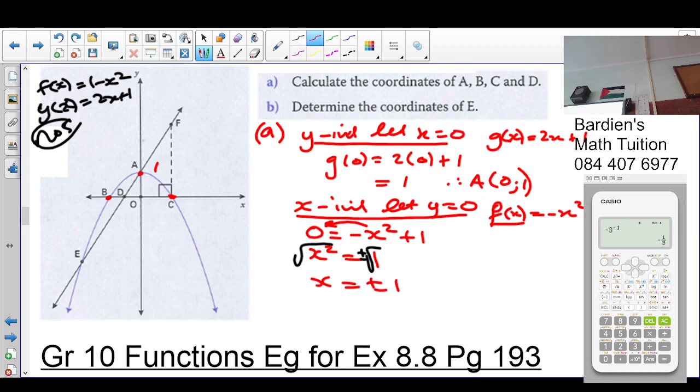Have I answered the question? No. What's the question? Coordinates of B. So therefore, B has to be negative 1 and 0. And C, 1 and 0. So it's on the positive part of the x-axis. Do you guys understand?